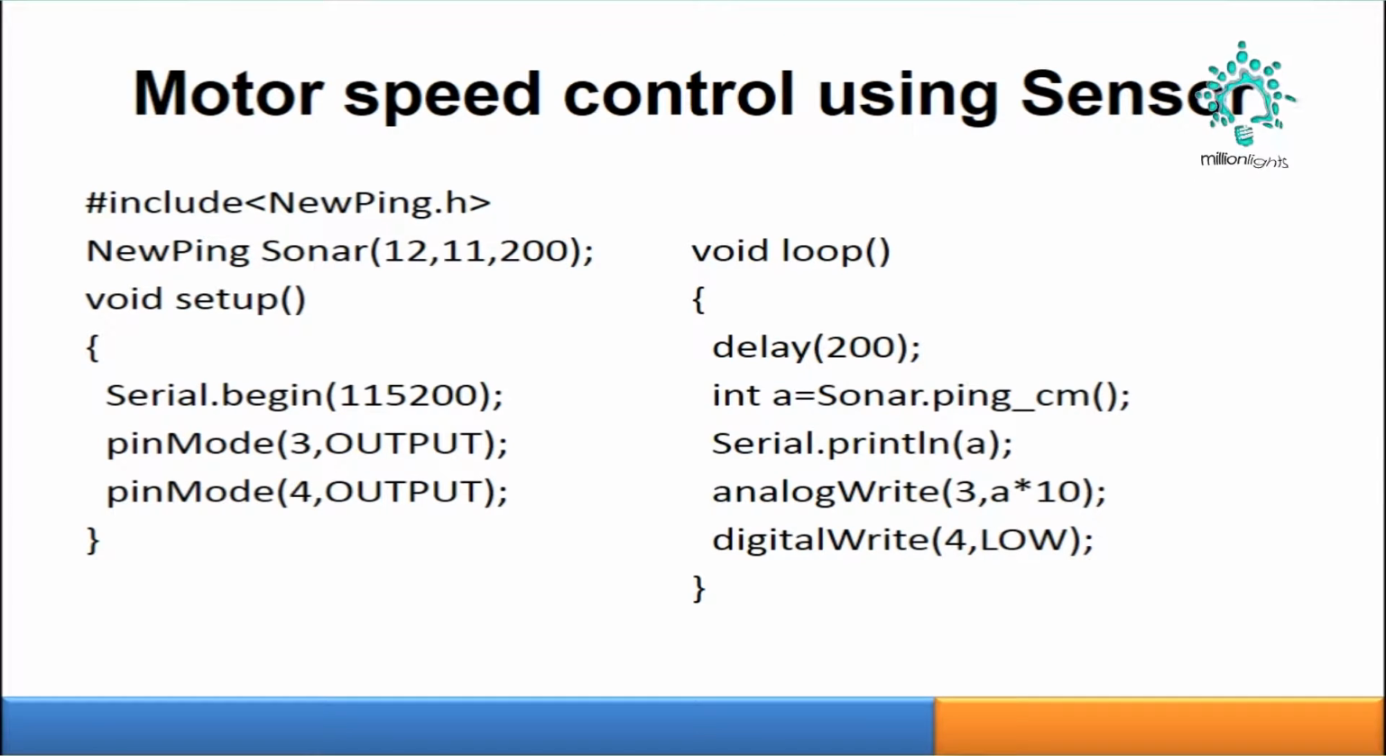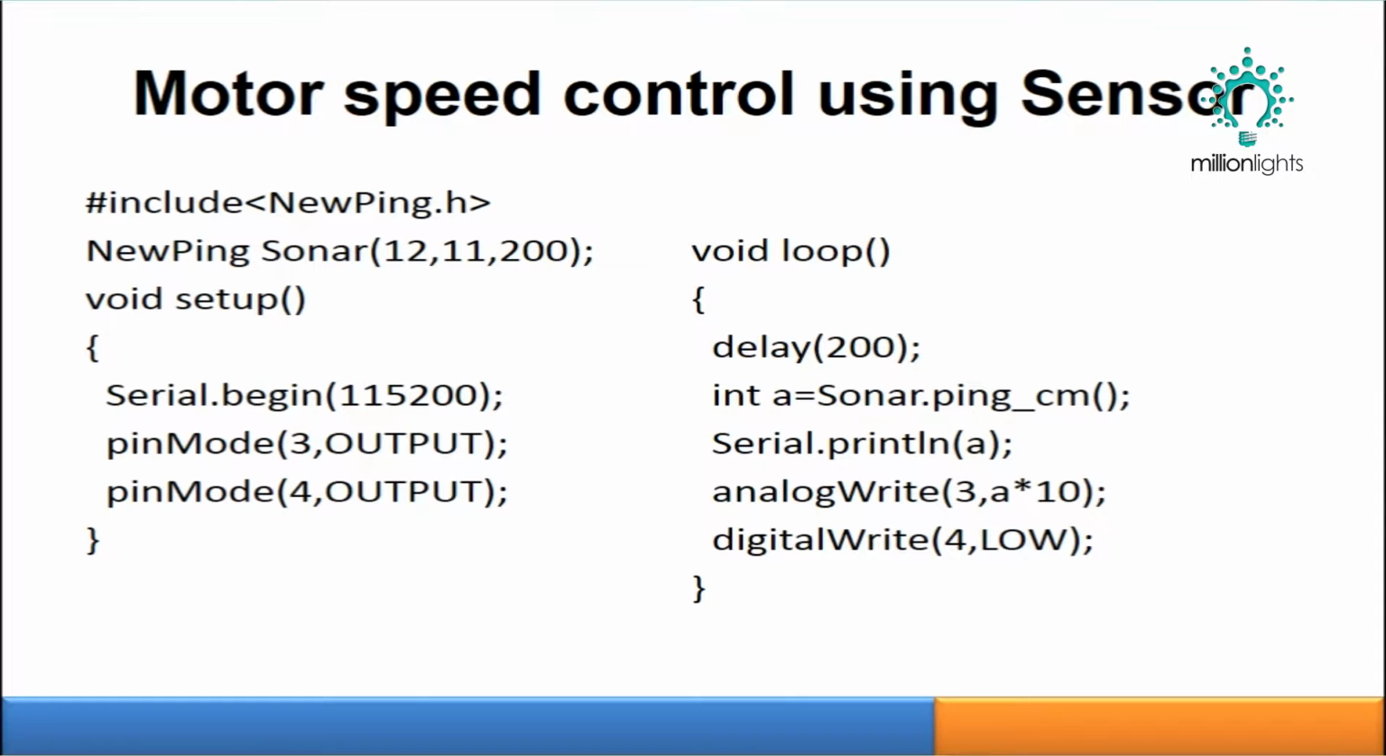Now for measuring the distance we are going to use Serial. Serial print is used for printing the display. We are using sonar.ping_cm. So sonar.ping_cm is the method that will be giving us the distance in centimeters. We are storing it in a variable called a, and based on the value of a we are going to vary the speed.